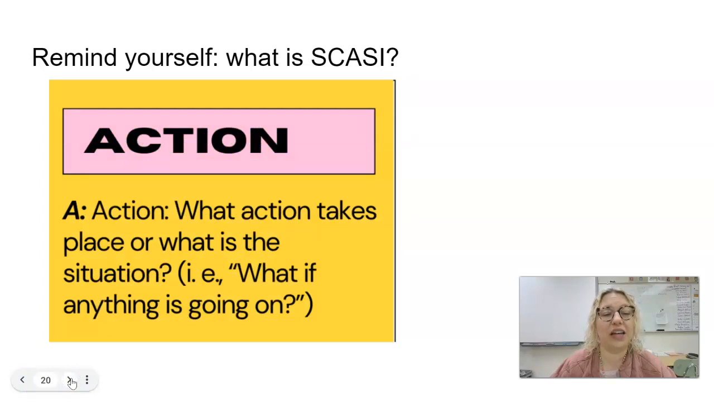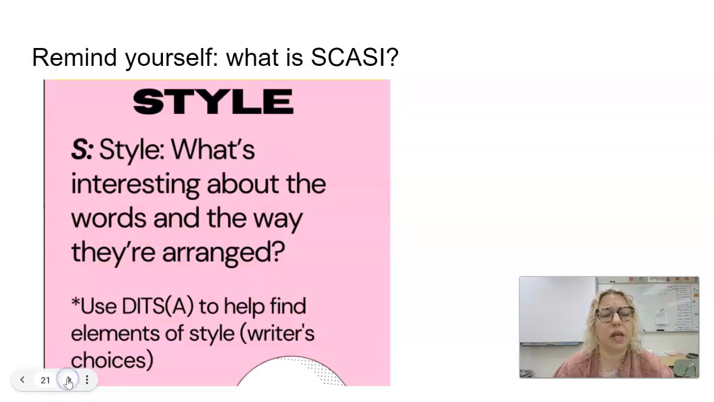Action is what the A stands for: what action takes place, or what is the situation, what, if anything, is going on. You might add to this, what is the tension, what seem to be the opposing forces that are working against each other, because there's usually some kind of tension that's set up in these short extracts. Style is the second S, and this is where we go beyond the literal meaning and we get to looking at the choices of language, the interesting things about the words and the way they're arranged.